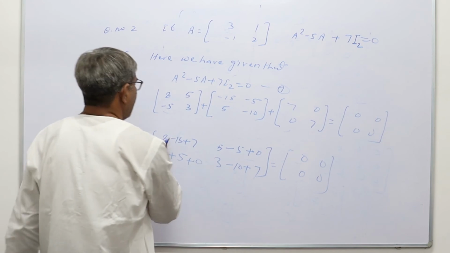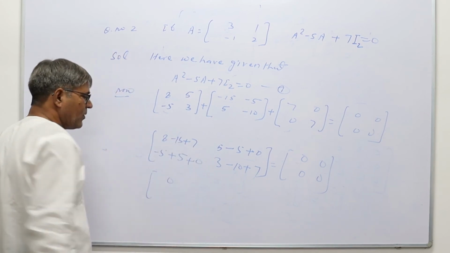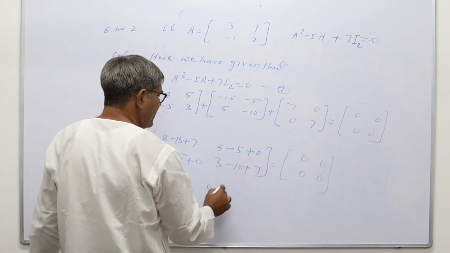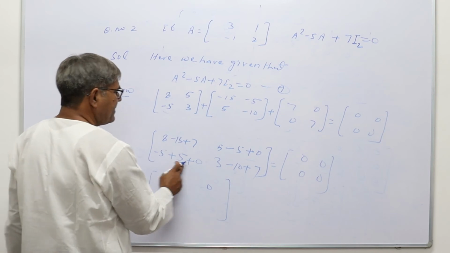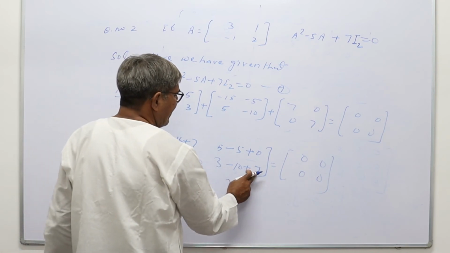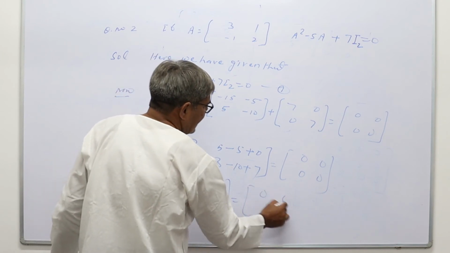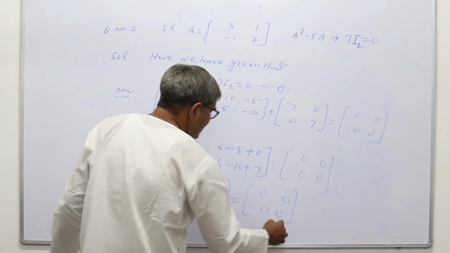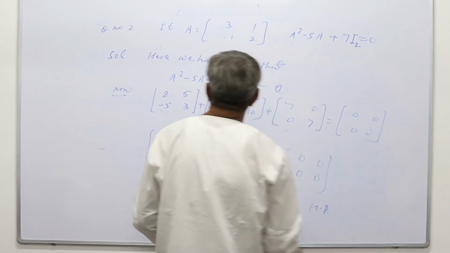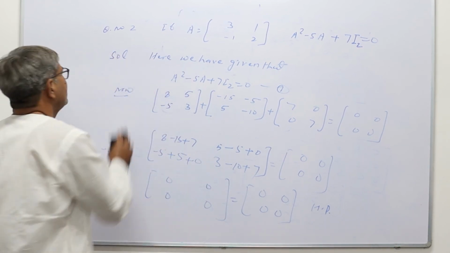In the left, 8 and 7, 15, minus 15. So first row, first column 0, minus 5, plus 5, again 0, minus 5, plus 5, plus 0, again 0, 3 plus 7, 10, minus 10, 0, and the right hand side is already 0, 0, hence proved. So in this way we can do this type of application part.